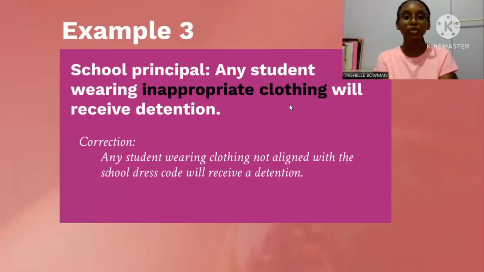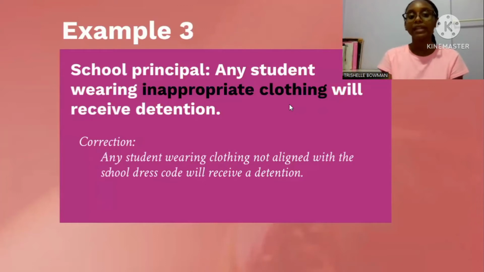Example 3. School principal. Any student wearing inappropriate clothing will receive detention. In this example, inappropriate clothing is being used vaguely because the concept of inappropriate clothing may vary from individual to individual and look different for everyone. So the correction for this example would be: any student wearing clothing not aligned with the school dress code will receive a detention.